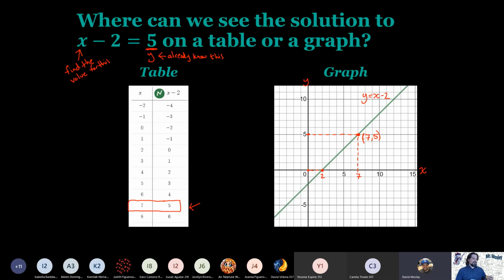Right? We can use kind of just basic reasoning to say, okay, well, 7 minus 2 equals 5. We can look at the table to find our solution. We can look at the graph to find our solution. So we can see the solutions in the different representations, right? And that's important because that kind of piggybacks off of what we did previously for this unit, right? Dealing with the different representations of our linear functions.